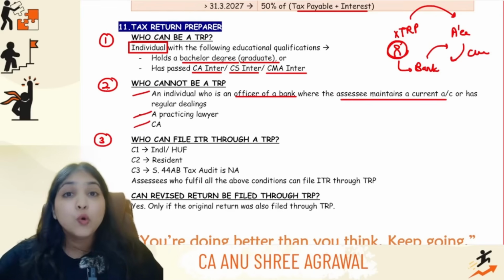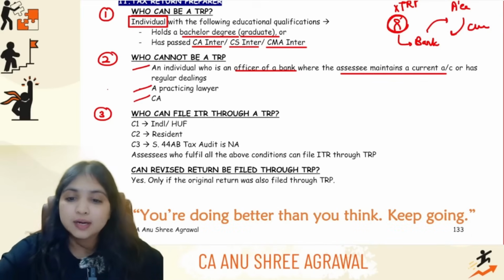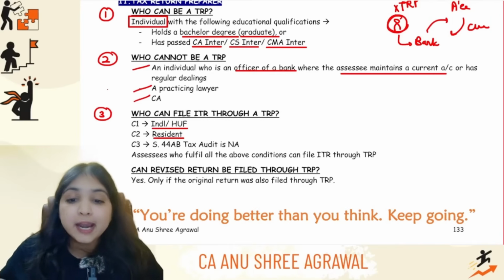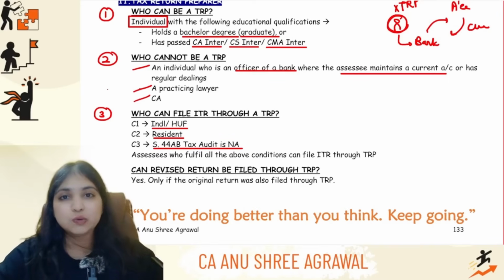Point number 3, who can file the return through a TRP? Only that individual or HUF who is a resident and for whom 44AB tax audit is not applicable. Only such individuals can get their return filed through a tax return preparer.